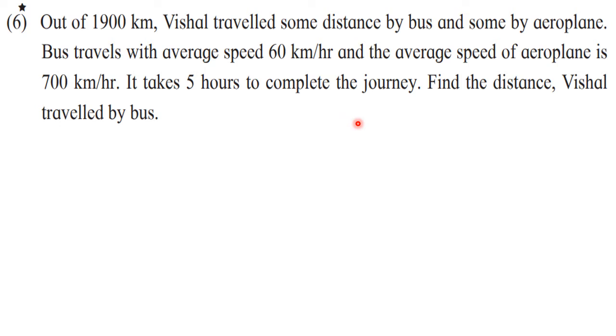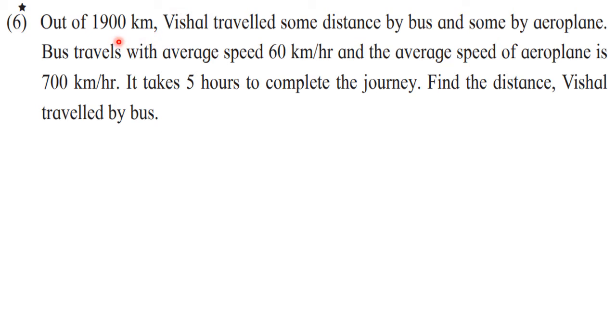Okay, and also I have told you that there are two conditions always. So here total distance is given, 1900 kilometers, and from that some distance he has traveled by bus and some by aeroplane. And also we have to find out the distance traveled by bus only. But for this distance traveled by bus, we will take x as a variable. That means x kilometers is the distance traveled by the bus and y kilometers is the distance traveled by aeroplane. So this total distance 1900 kilometers is going to be the first condition for us.